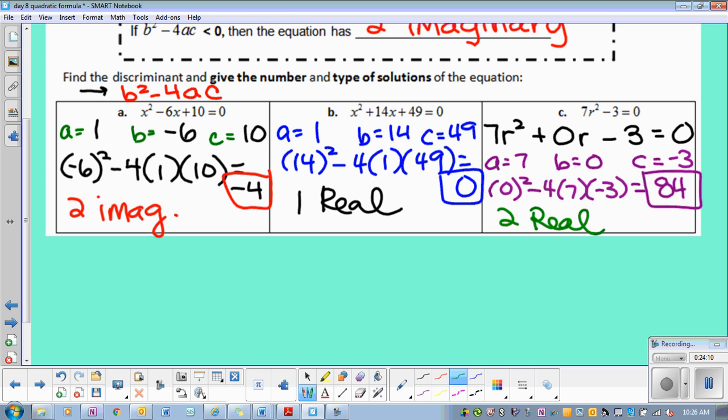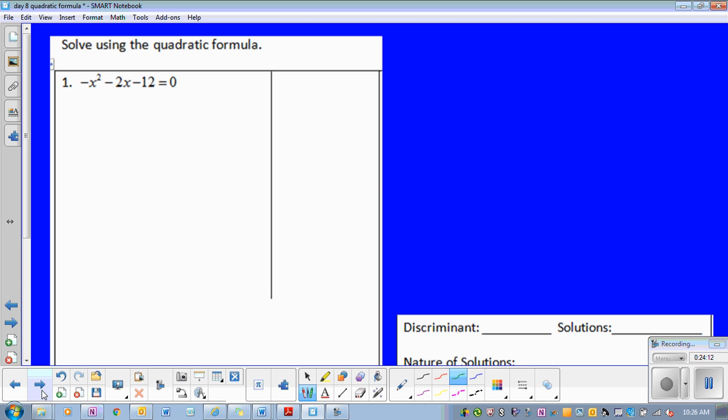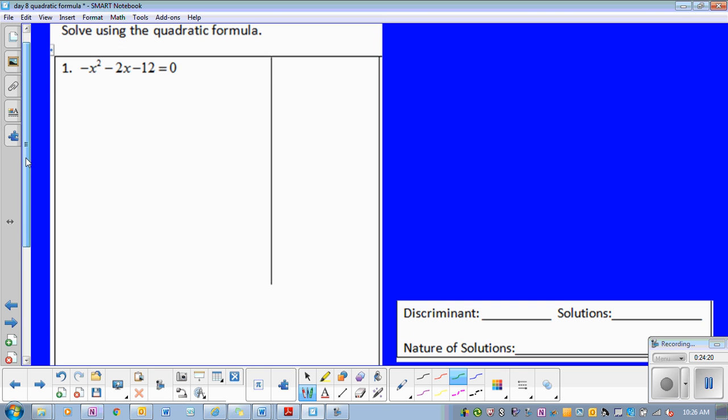All right, so let's try some more. We're going to try example 1. Now this says solve using the quadratic formula. Here's the thing though, guys. Down at the bottom it says, what is the discriminant? What are the solutions? And it says, what is the nature of your solutions, right? So while we're solving this, when we go to find the discriminant, we have to remember to fill in that blank, okay?